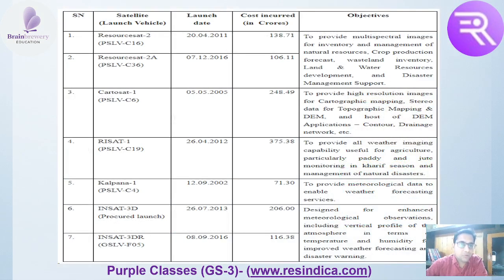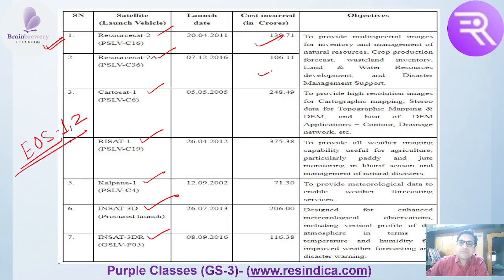I wanted to show you the satellites we have in our country, like Resourcesat, Resourcesat 2A, Cartosat, RISAT 1, Kalpana 1, and then INSAT 3D, INSAT 3DR, then Earth Observation EOS satellite 1 and satellite 2. You can see their basic functions are also written here. Resourcesat especially focuses on multispectral images, crop production inventory, and wasteland inventory.